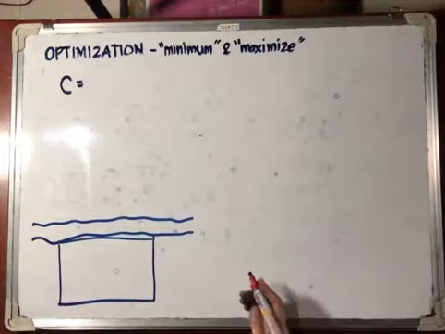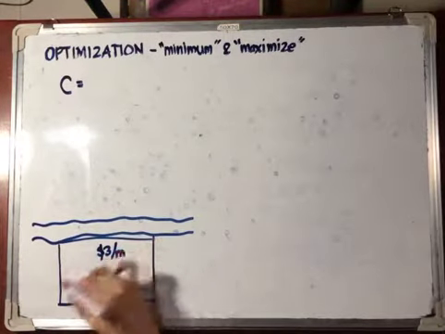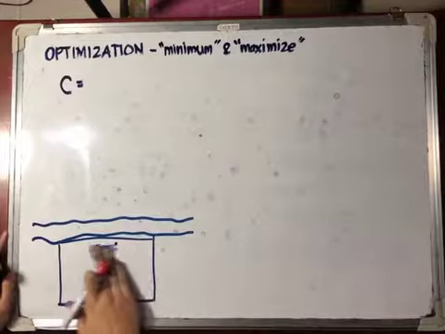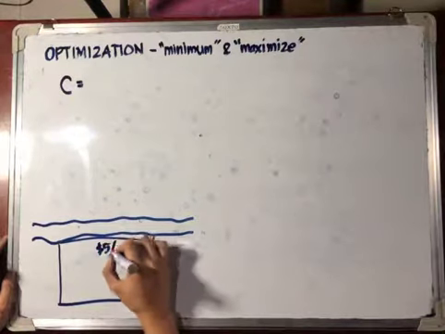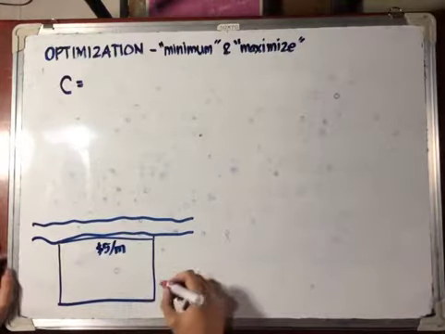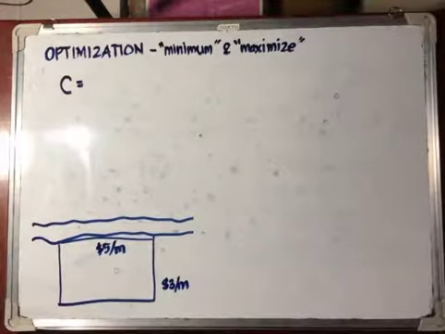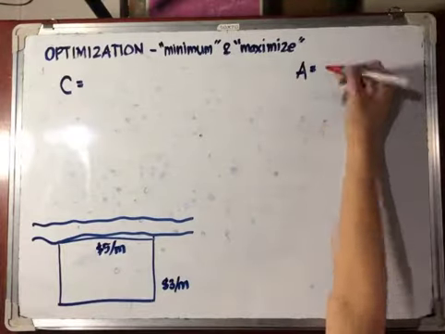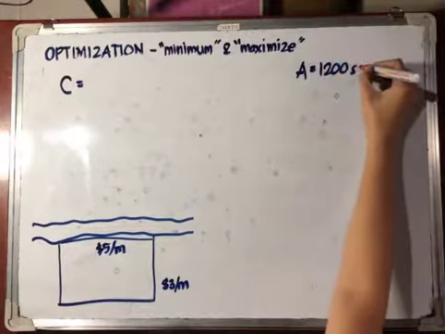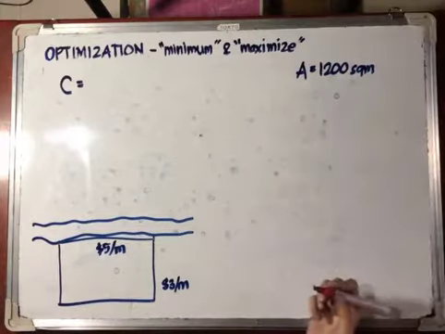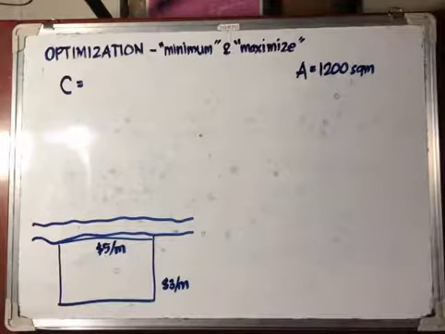The fencing along the river is $5 per meter, whereas the other sides cost $3 per meter. Okay, that's $5, and these other sides here cost $3 per meter. And the area is given, right? The area is 1,200 square meters. That is a fixed area. So what is the dimension of the field that requires the least cost?